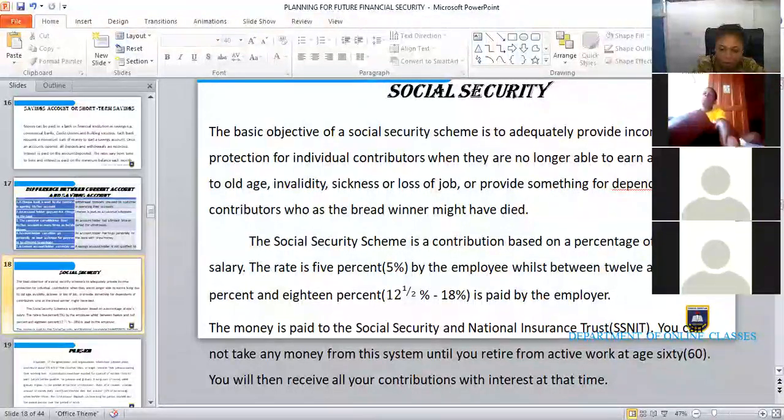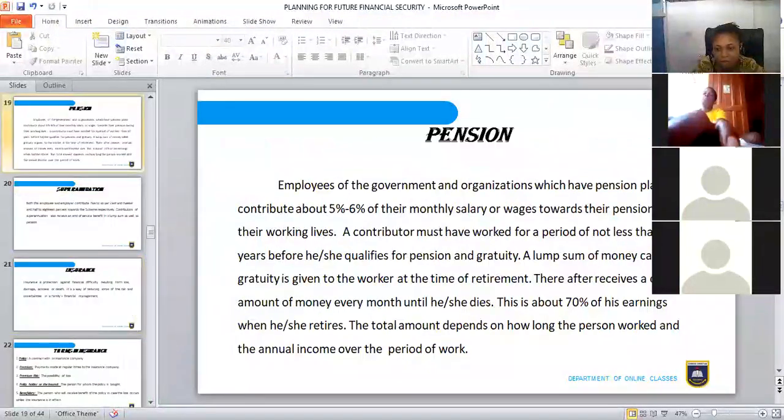So at the end of your contribution, or when you get to age 60 and you go on retirement, when you cannot do any active work, you will then receive all your contributions with the interest at that time. So that is when your money is ready for enjoyment. That's your social security. When you are 60 years, you go on retirement, you can no longer work. And you go on retirement on your 60th birthday. So somebody who turns 60 today, it means today marks that person's retirement from work.